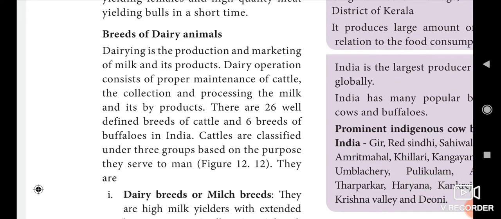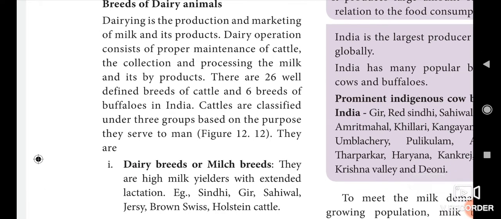Breeds of dairy animals: what is meant by dairy? Dairy means the word related to milk and its milk products. For the dairy operation we have to maintain proper cattle, and collect and process milk and its byproducts. How many different breeds are there? 26 breeds of cattle and 6 breeds of buffalo are found in India.